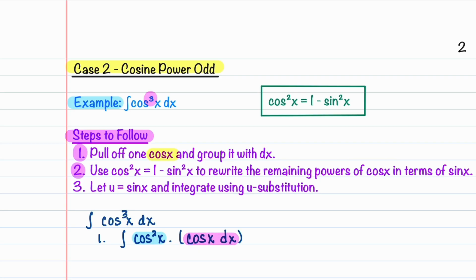Let's look at step 2. I kind of just went over this. We are going to rewrite cosine squared in terms of sine squared. So our cosine squared x is 1 minus sine squared x. I put that identity up on the right so that you'll have it. And then we have our cosine x dx.